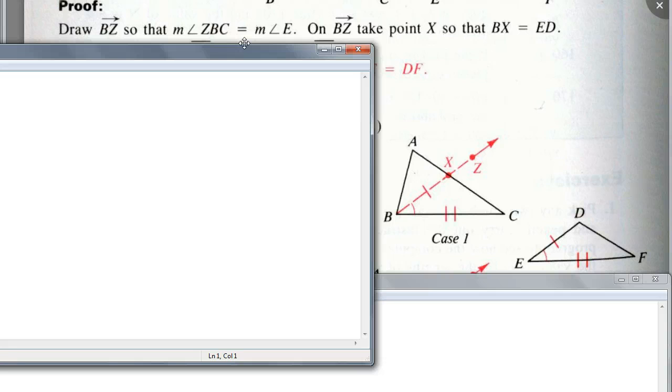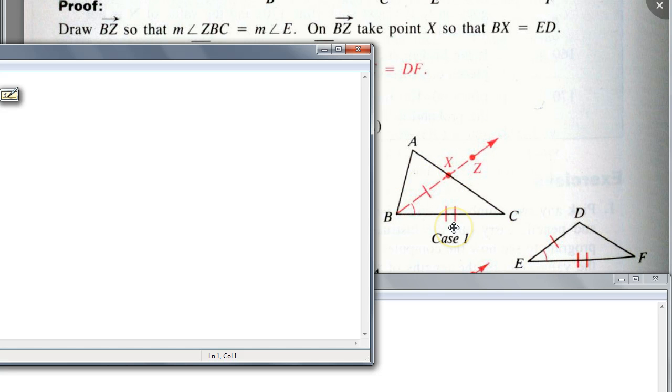Oh, just read what it says. Draw BZ so that the measure of angle Z is equal to the measure of angle E. Good. Stop right there. So by the protractor postulate, we could draw an angle that is the same angle as angle E right here. Could we not? So we could draw BC so that it matches with this angle E.